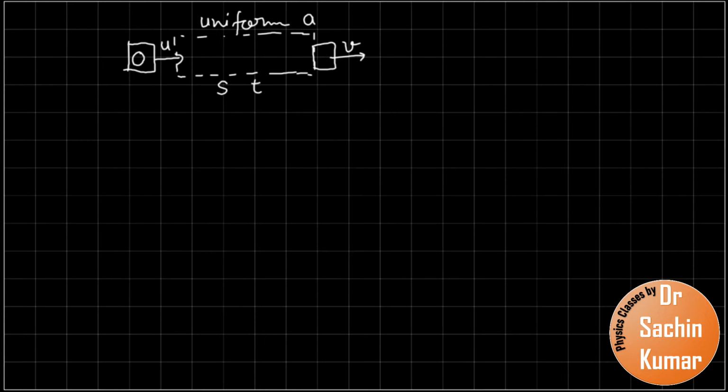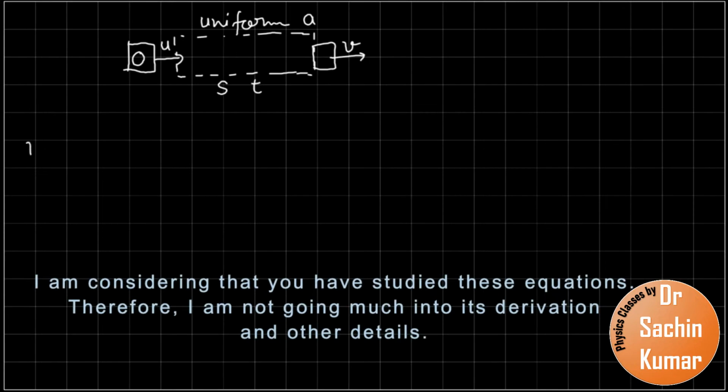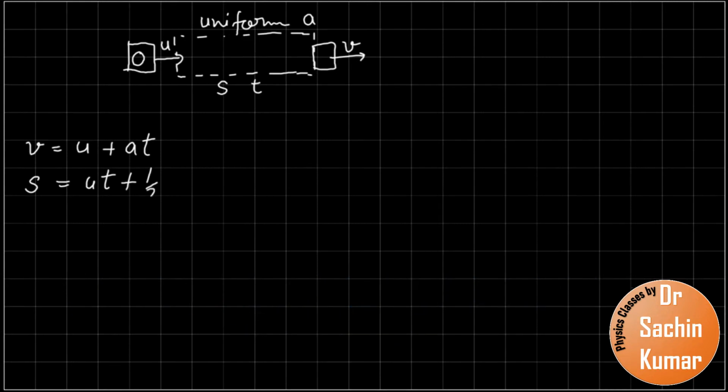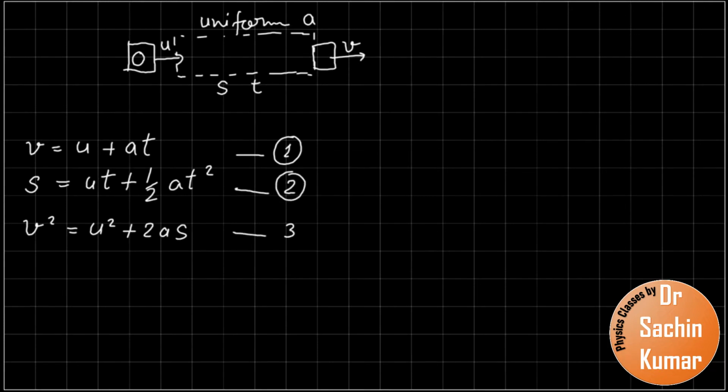Now, what are our equations of motion? You must have studied in your classes that v is equal to u plus at is your first equation of motion, s is equal to ut plus half at square is your second equation of motion, and v square equal to u square plus 2as is your third equation of motion. So I can write them as equation number 1, equation number 2 and equation number 3.